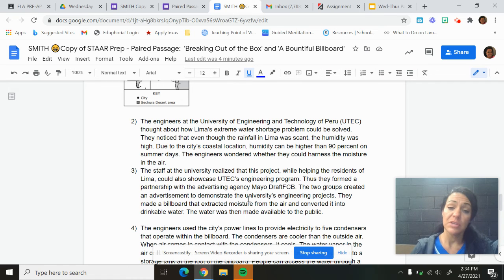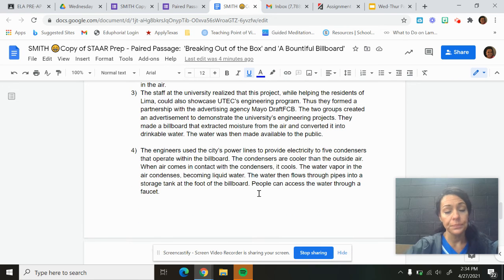The staff at the university realized that this project, while helping the residents of Lima, could also showcase UTEC's engineering program. Thus, they formed a partnership with the advertising agency Mayo Draft FCB. The 2 groups created the advertisement to demonstrate the university's engineering projects. They made a billboard that extracted moisture from the air and converted it into drinkable water. The water was then made available to the public.